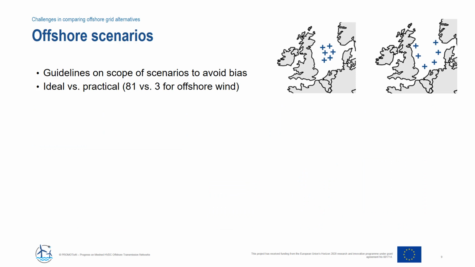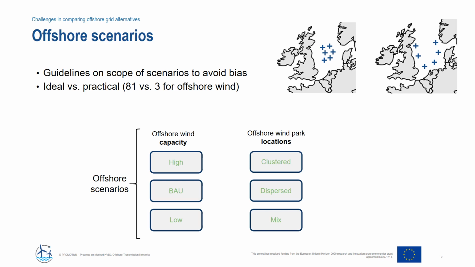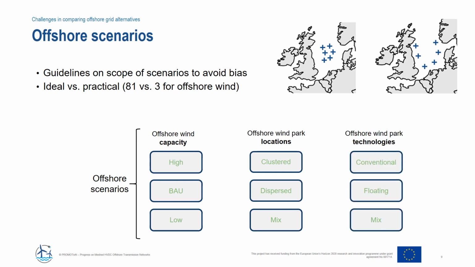Scenarios should be chosen in such a way that it does not bias a certain project alternative over another. For example, if all sea scenarios have dispersed wind park locations, this might favor project alternatives with a lot of radial connections rather than meshed solutions. Offshore sea scenarios contain assumptions for wind capacity development in each considered future time step. For locations of this wind capacity, clustered in areas or dispersed towards the shore, and for wind turbine technologies that are used.